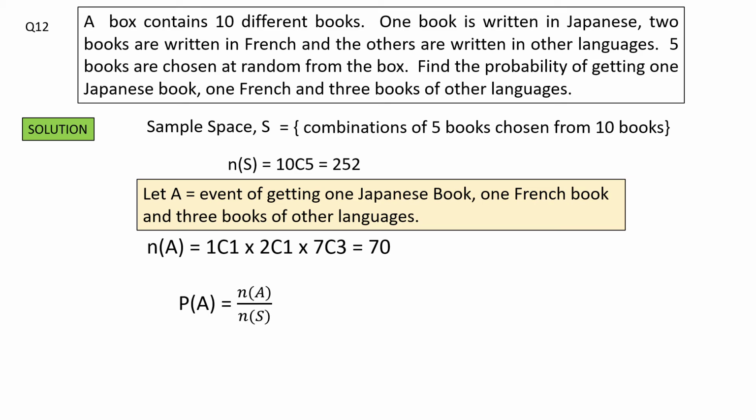Okay, now you can calculate the probability using probability of event A equals the number of event A over the number of sample space. Substitute the values which we have already got, then you'll get the answer.